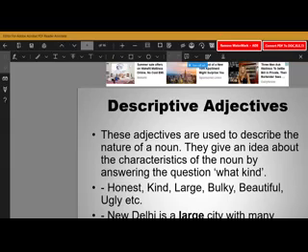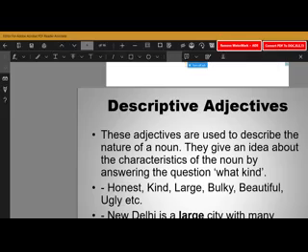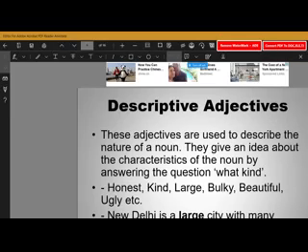Like honest man. What kind of man? Honest. Kind mother. What kind of mother? Kind. Large house. What kind of house? Large. Same as bulky, beautiful, ugly, etc. See, New Delhi is a large city with many historical monuments. What kind of city is it? It is a large city.